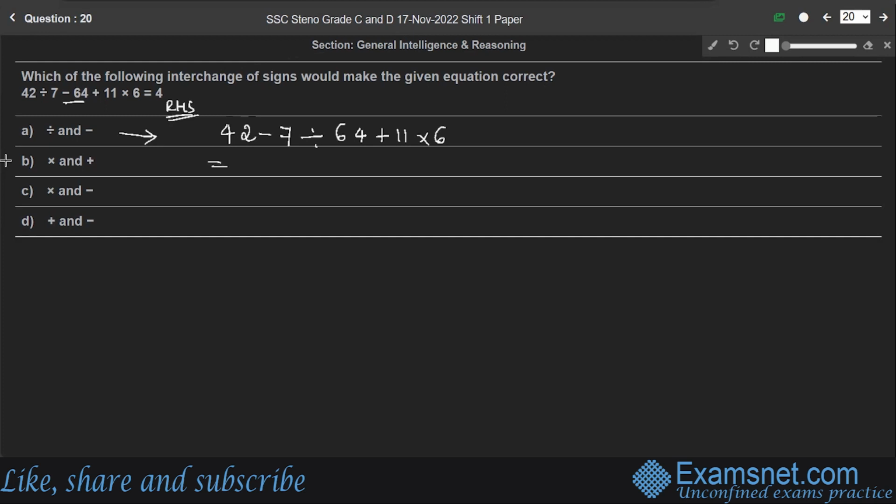According to BODMAS rule, as we have discussed in the previous questions, first we have to remove the bracket part. There is no bracket to remove. There is no of part also. So next comes division, here 7 divided by 64. 64 is not completely divisible by 7, so you will get a fraction. So no need to go for this option, for finally you will get a fraction.